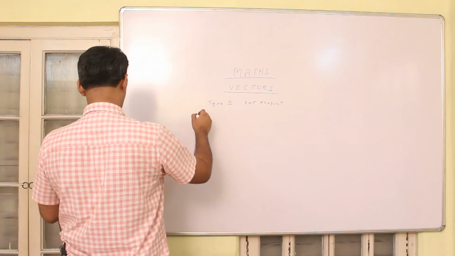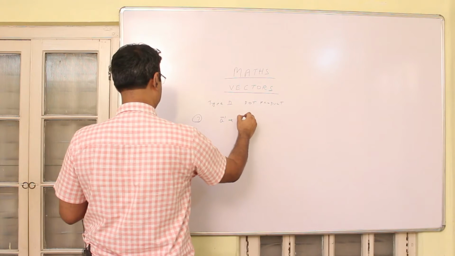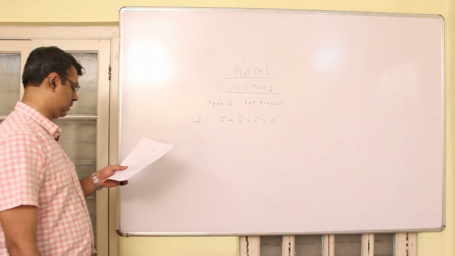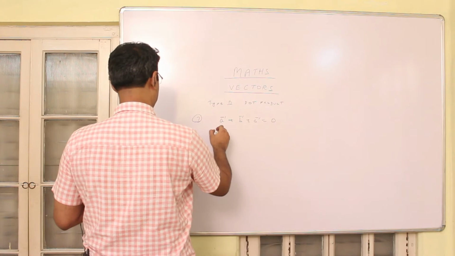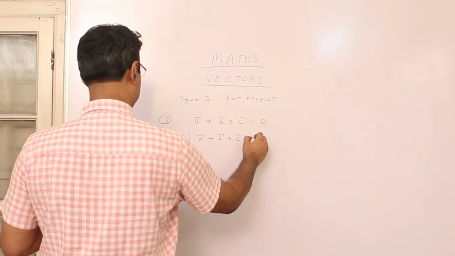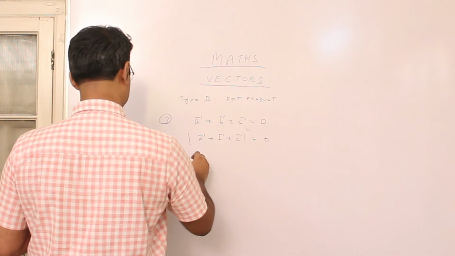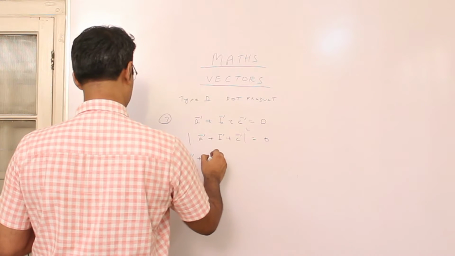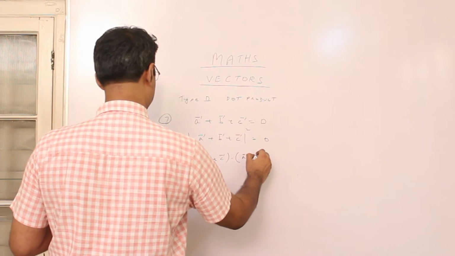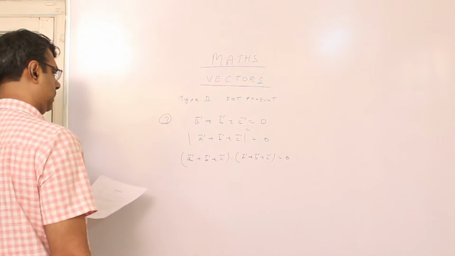type 2. Now have a look at question number 7. It says that A plus B plus C is 0. Now if you take modulus on both sides, then modulus of A plus B plus C will be 0. Now you square this. So A plus B plus C dot A plus B plus C.